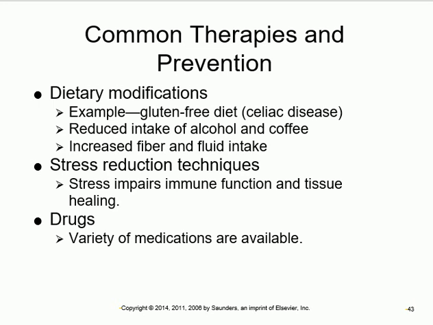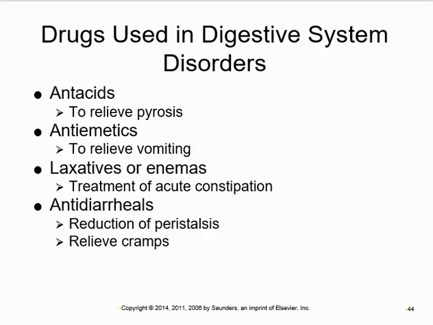Reduce or cut off alcohol and coffee. This is celiac disease. This is a very special situation that needs dietary modification, and that will be the main treatment. The main treatment is cut it, and we will talk about it. If you have stress, try to reduce it.